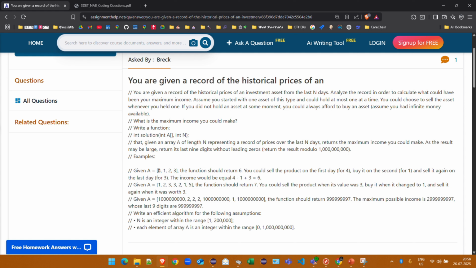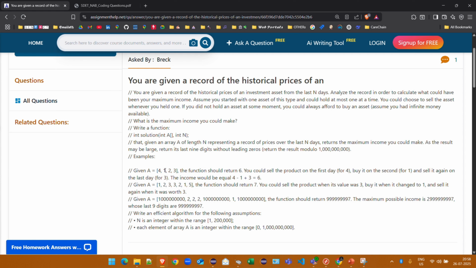So you could sell it for 4 rupees on the first day, and buy it again on day 2 for 1 rupee. Then sell it again on day 4, not on day 3, because this is historical data and I already know that on the last day the price is going to increase. So I will sell at 3. This will be my profit.